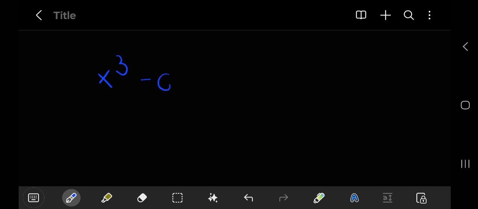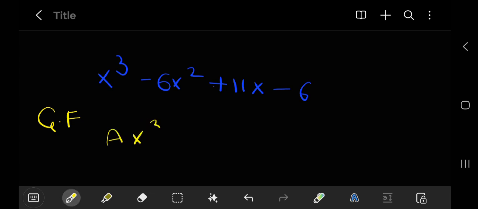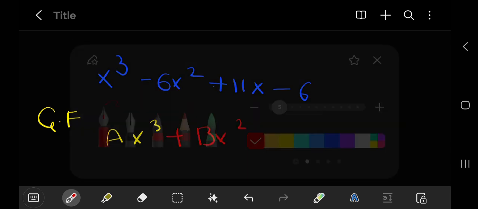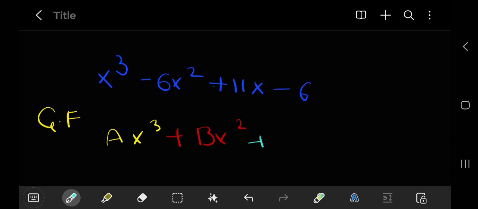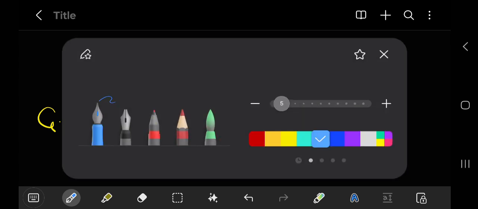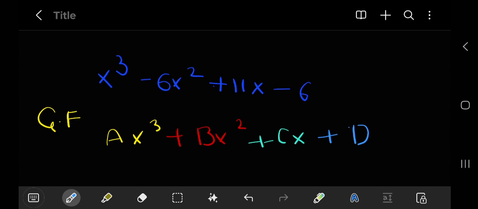Yeah, so let's start today's video with cubic polynomials. I have my simple example, that is x cube minus 6x square plus 11x minus 6. Before factorizing, our main thing is to identify the coefficients. We know the general form of a cubic polynomial is ax cube plus bx square plus cx plus d. I am using different colors so you can differentiate the coefficients properly.